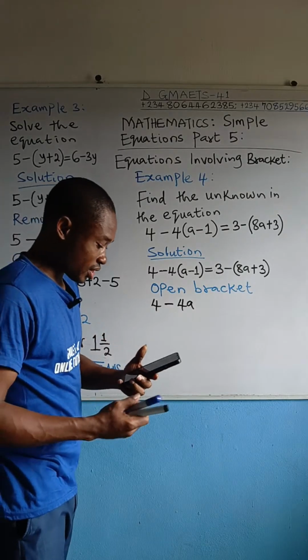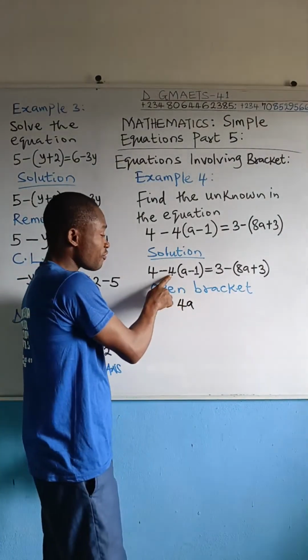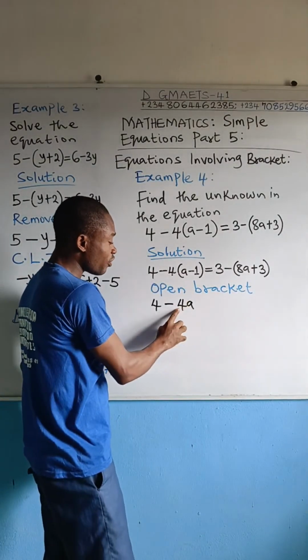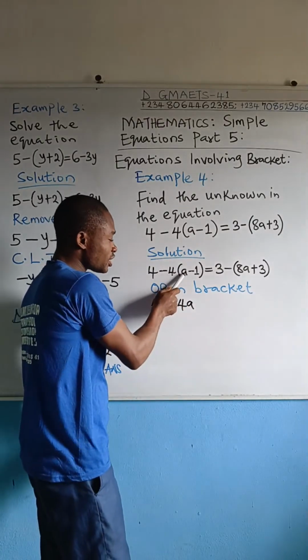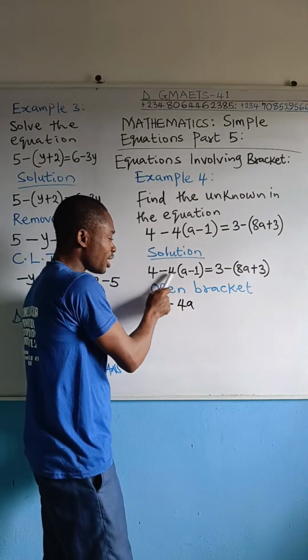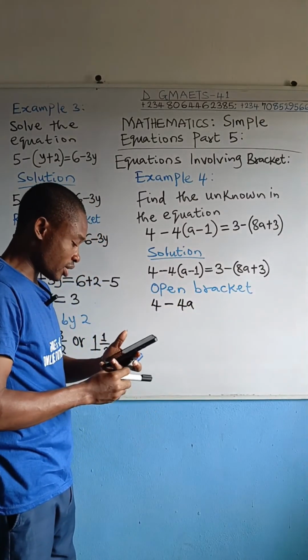Okay, let's go on. I think the network has come up a bit. Like I said, I opened this bracket. 4 times A will give us 4A. But before this 4A, the sign will be minus. Reason, this is positive A, and we're using a negative number to open the bracket. So this plus A will now change to minus A.